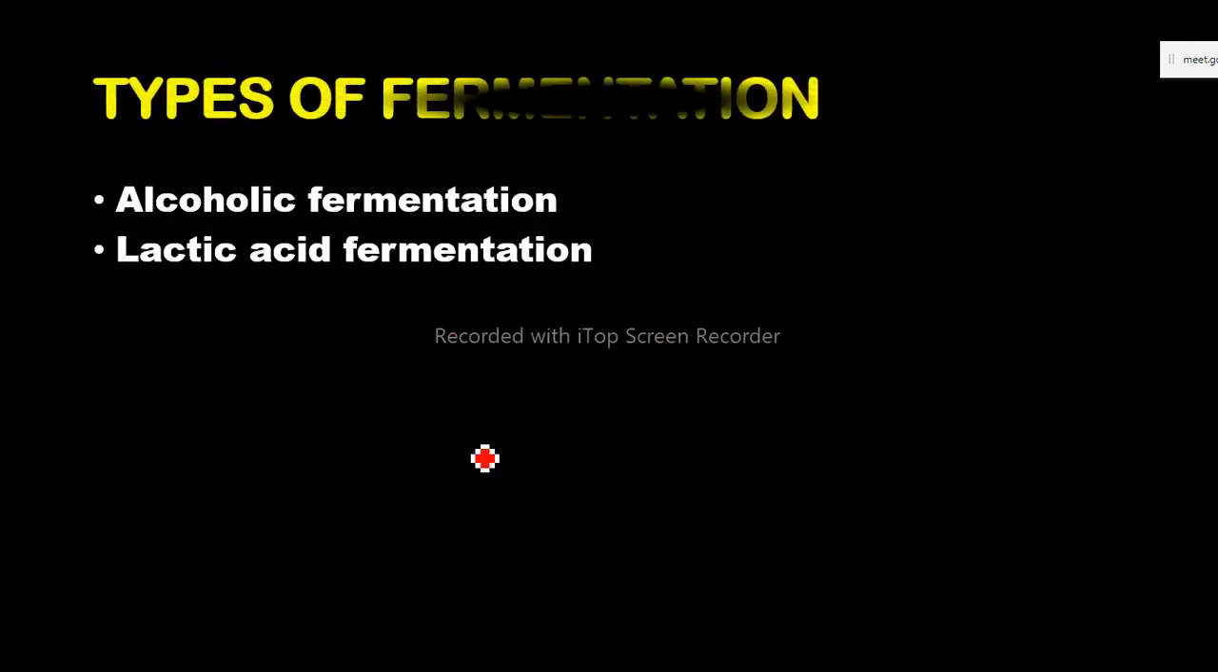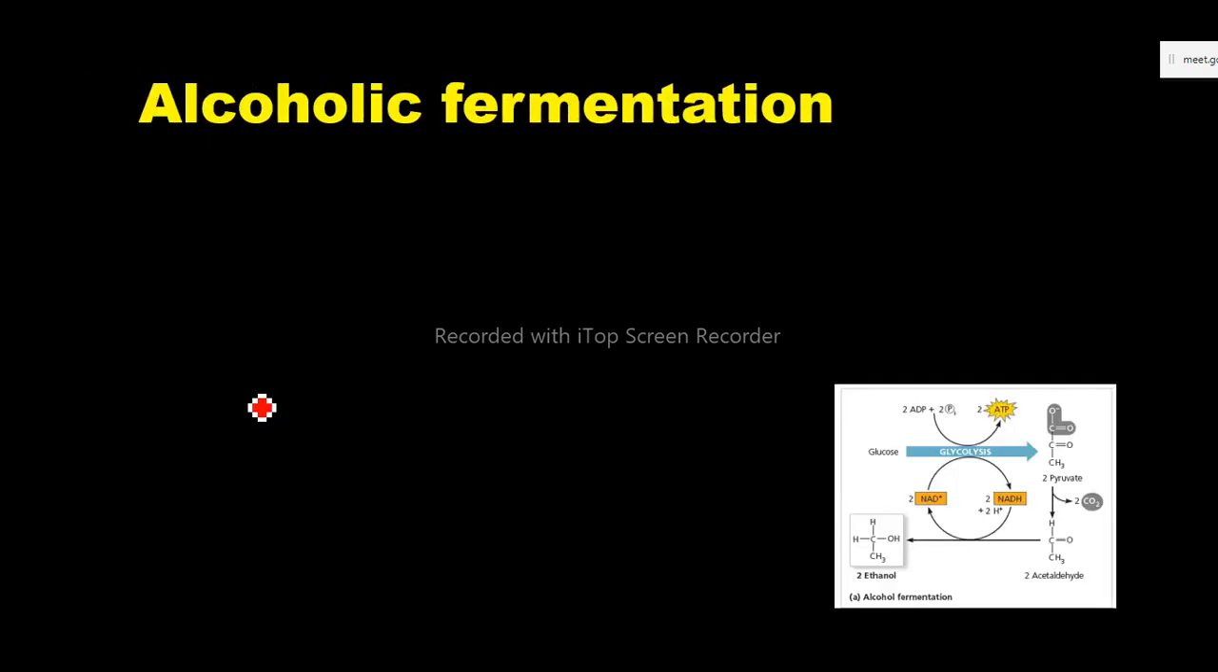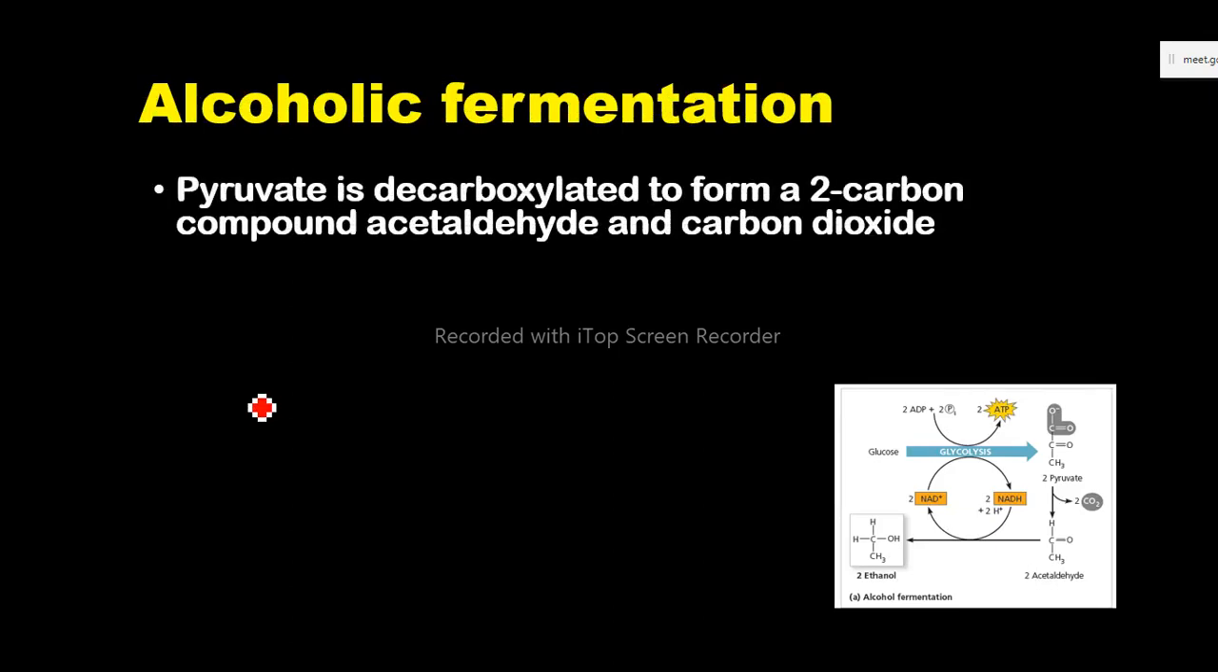And so there are two types. Number one, we have alcoholic fermentation. Here we form alcohol. And number two, we have the lactic acid fermentation. And what's up with alcoholic fermentation? The pyruvic acid that is formed is going to undergo what we call decarboxylation. It is an acid, so it will be decarboxylated to form a two-carbon compound, acetaldehyde. This is acetaldehyde, CH3, then CHO. So that is your acetaldehyde. So you decarboxylate the pyruvic acid.